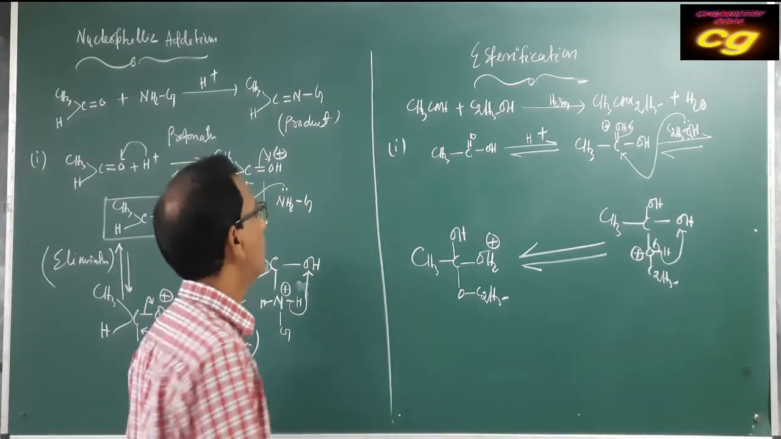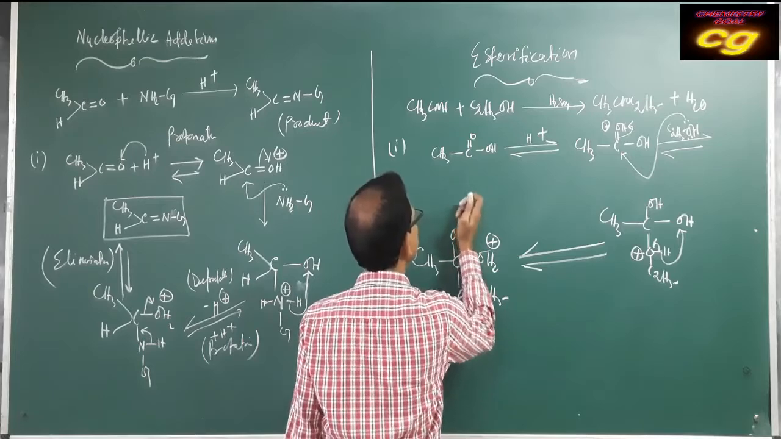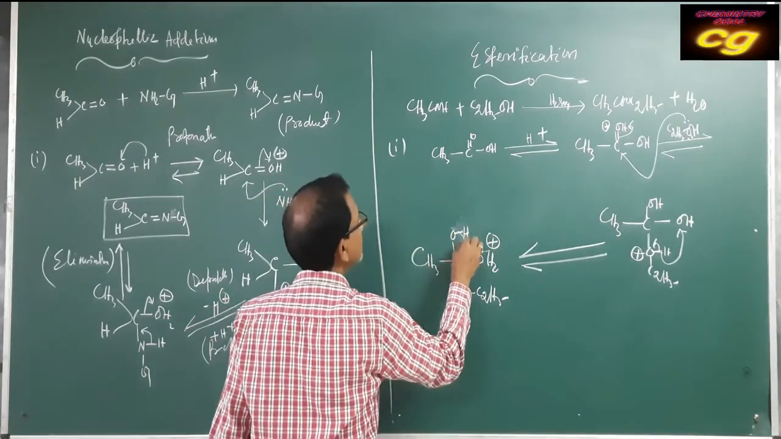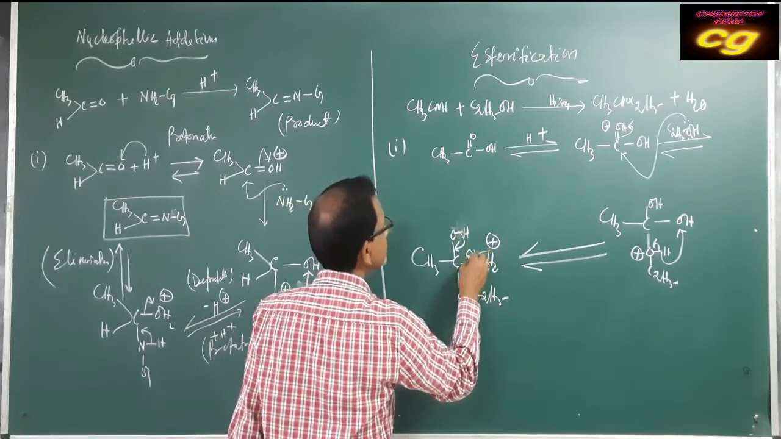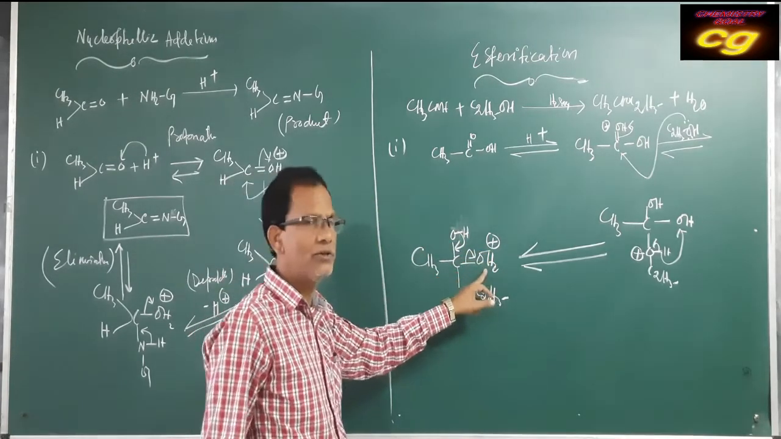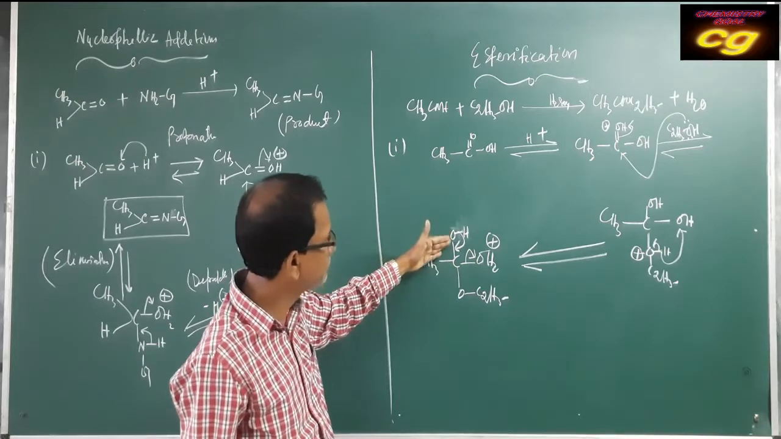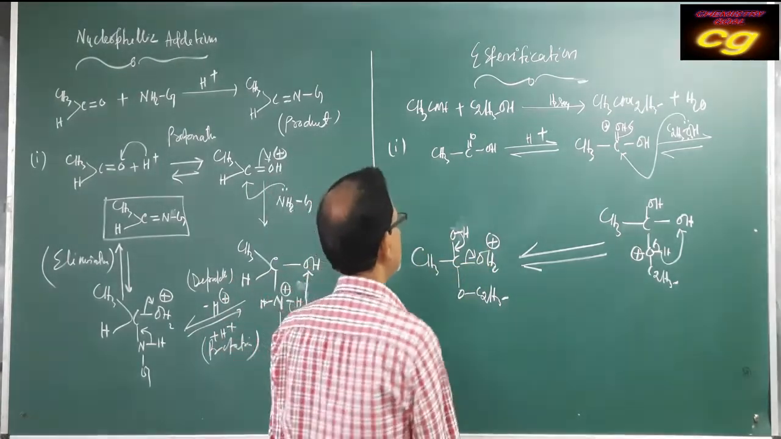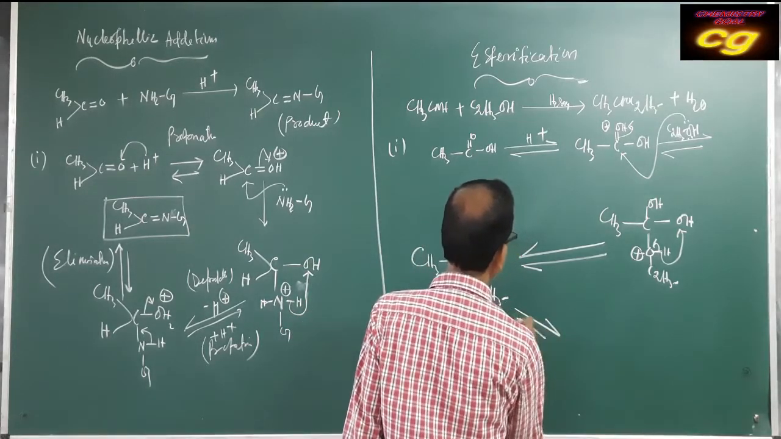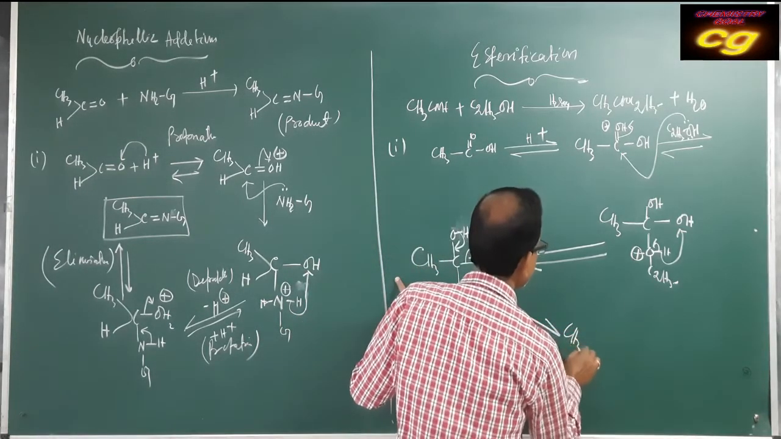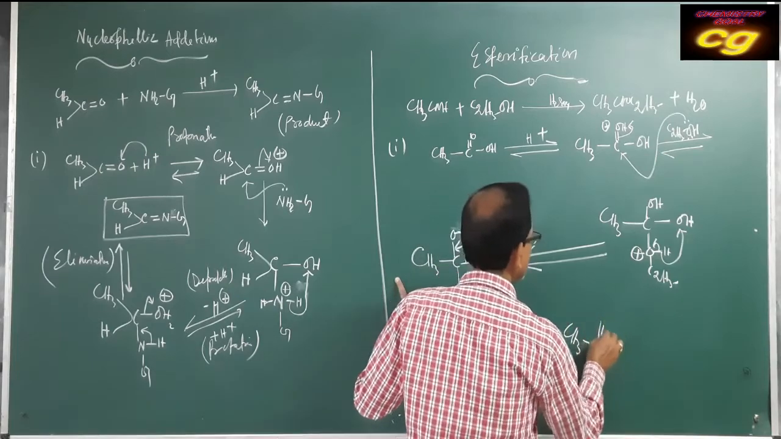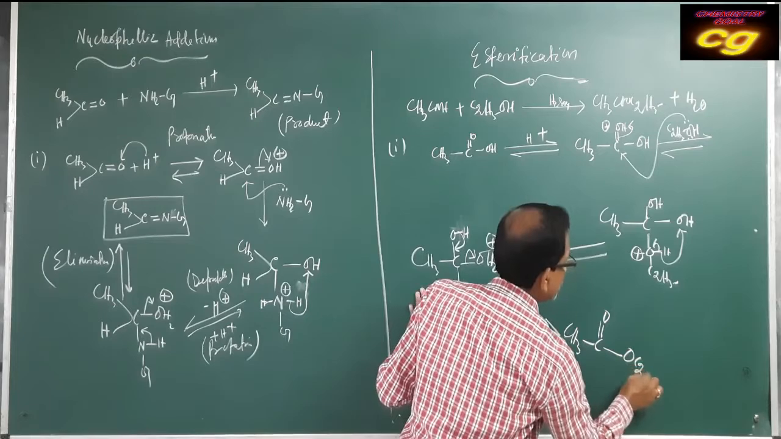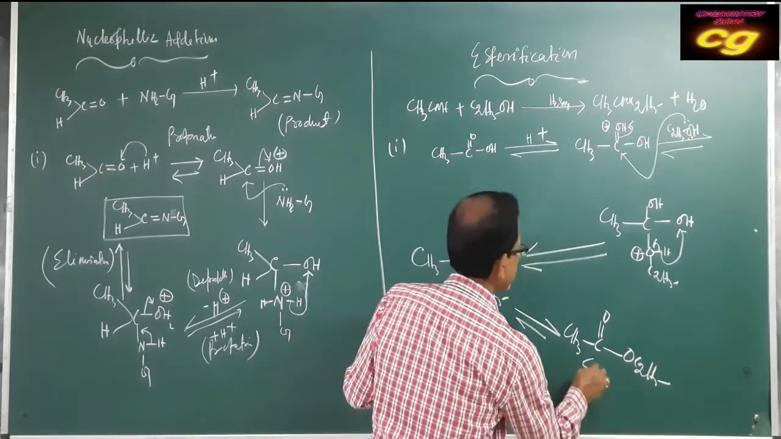Then what happens here? Deprotonation takes place. Deprotonation occurs like this: loss of H+ and loss of water. That is, deprotonation and dehydration. Loss of hydrogen and loss of water takes place. It results in the formation of what? CH3C=O with the remaining OC2H5, that is, the ester.